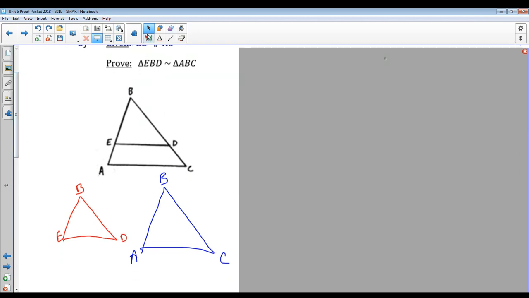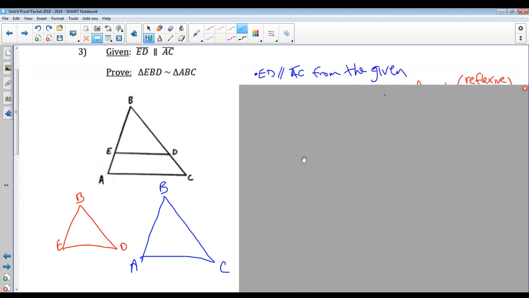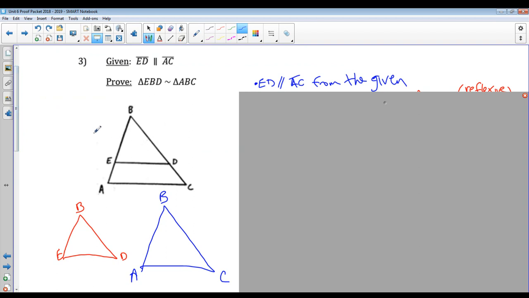So another really common thing you're going to see this unit, let's see what I did first. Yeah, so I wrote my givens down. So make sure you're writing your givens down like always. And you can see again, I just did it with a bullet point instead of with our column. Another thing you're going to see a lot this unit are shared angles. Another way we've talked about that, we've called it the reflexive property.